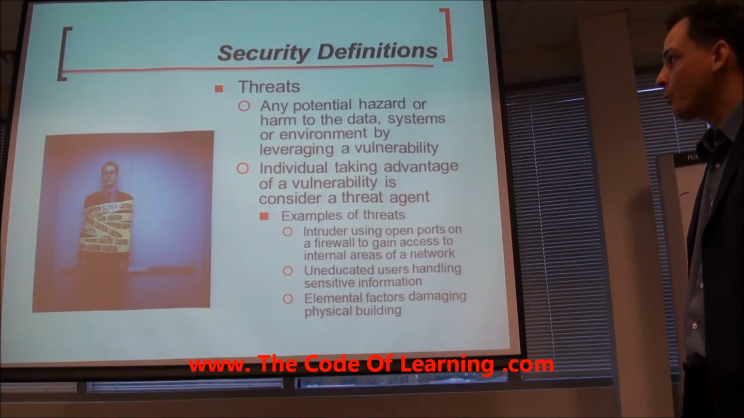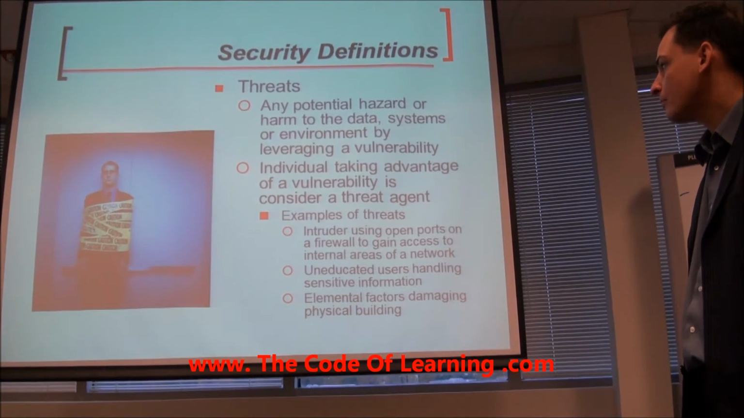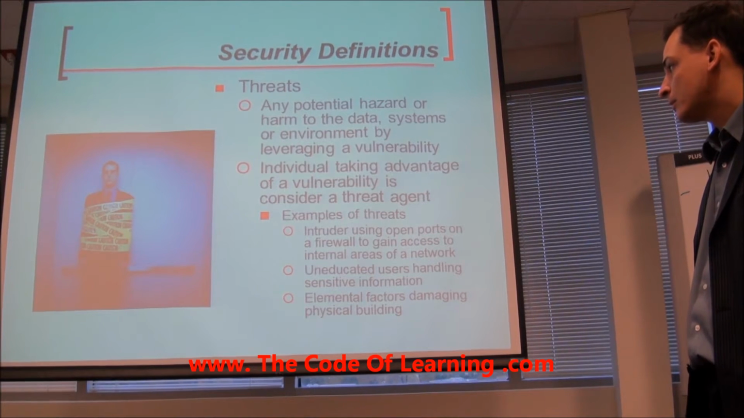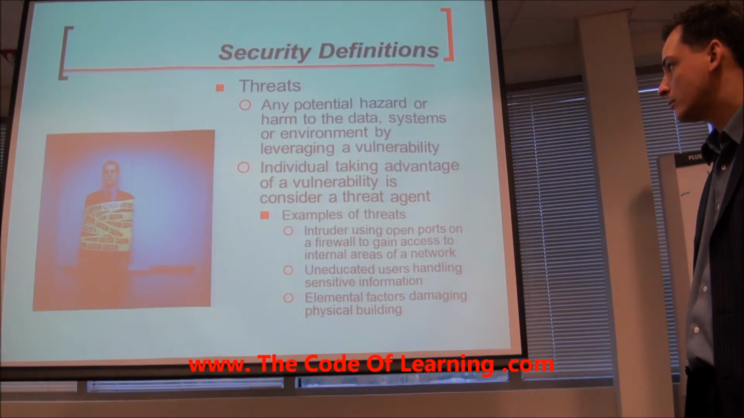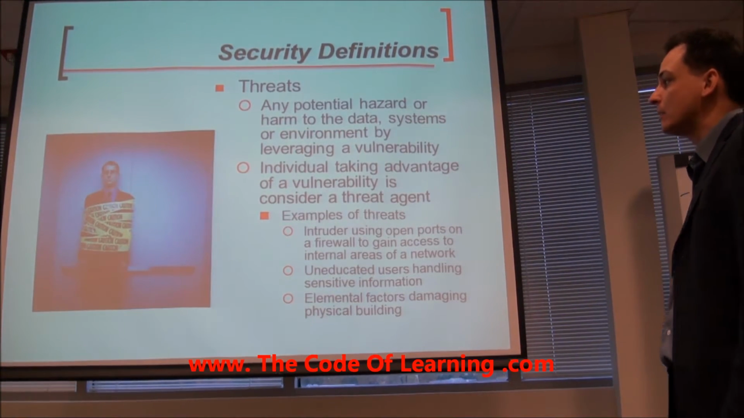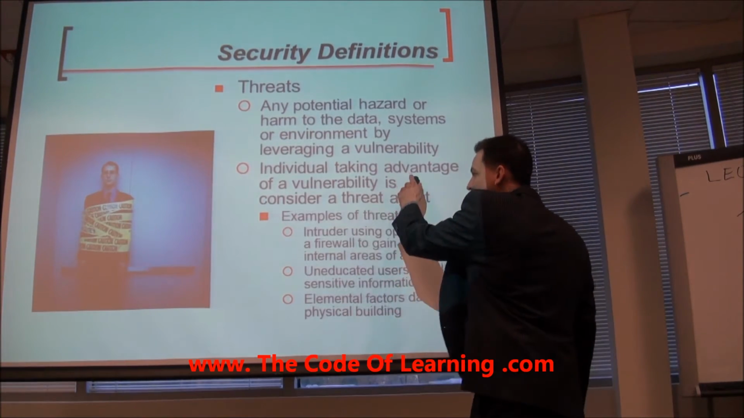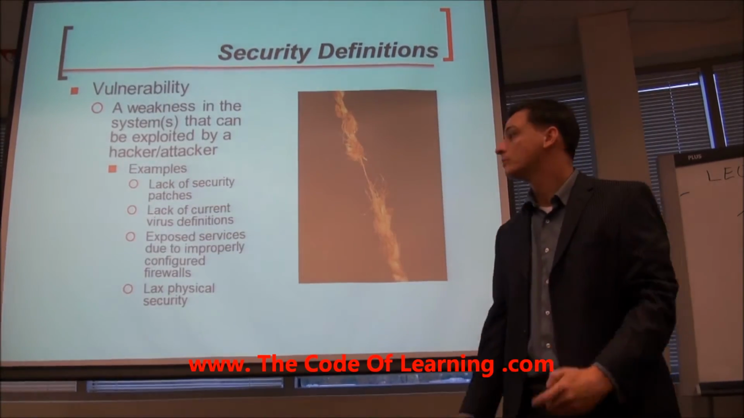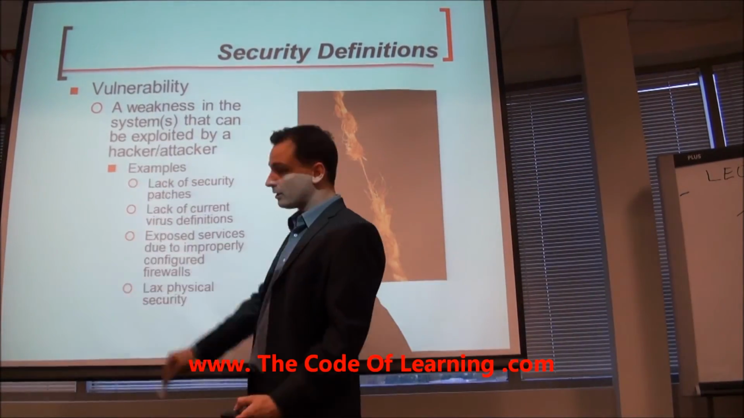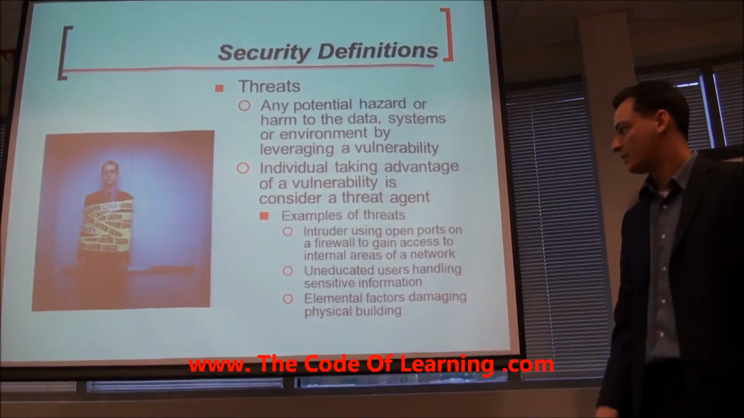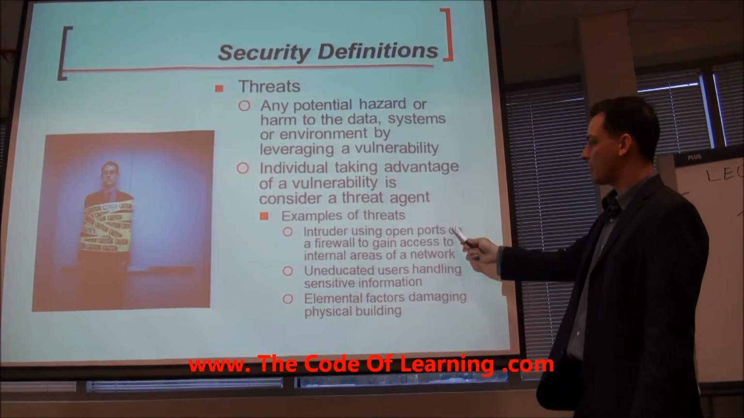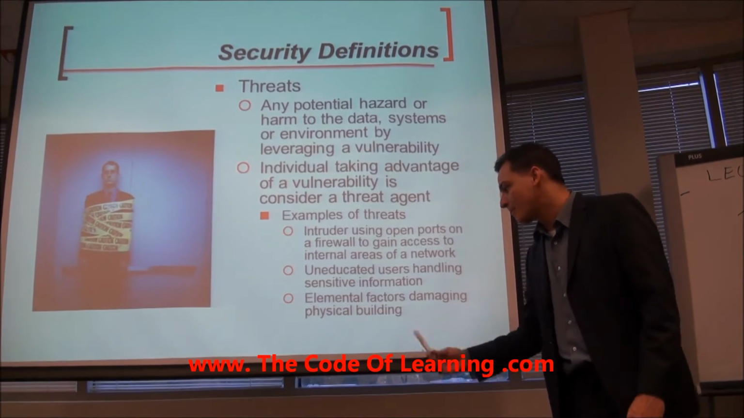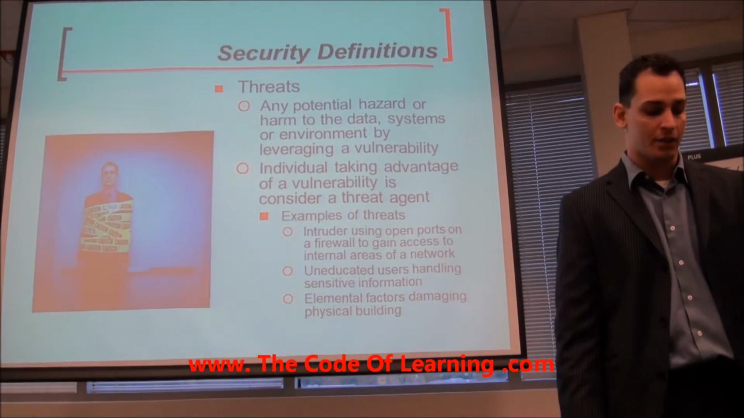Now there's a couple different ways to look at threats. You could say internal threats versus external threats. In any instance, the threats are going to take advantage of your vulnerability. So what is a vulnerability? A weakness in a system. Threats take advantage of that weakness in a system. It could be something as simple as open ports or uneducated users, or maybe environmental factors such as heating, ventilating, and air conditioning.